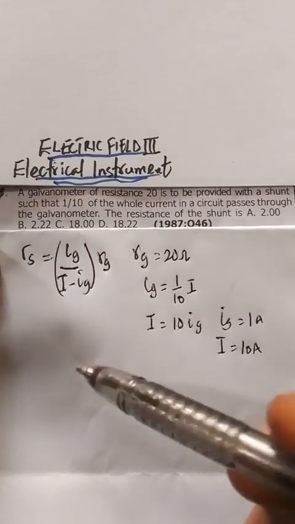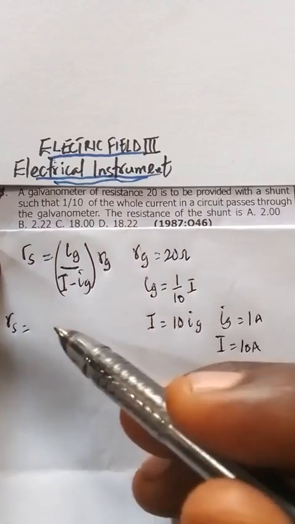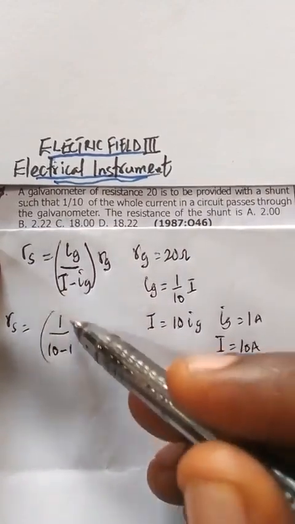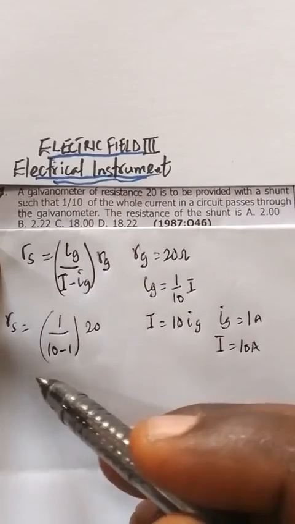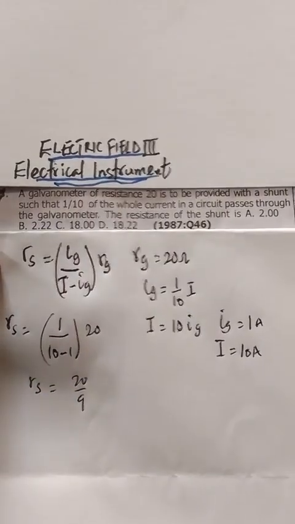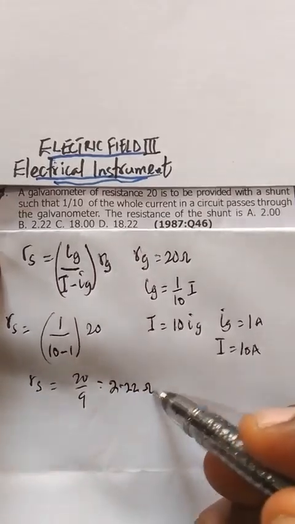So now if you input all the values here, our shunt resistance becomes Ig over I minus Ig, which is 1 over 10 minus 1, times G, which is 20. So the answer is going to be 20/9, which is 2.22 ohms, option B.